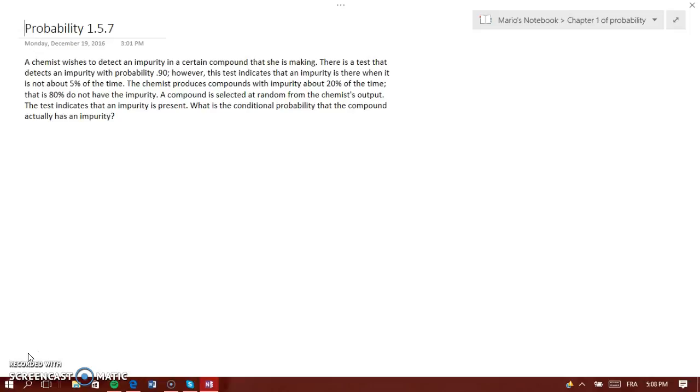A compound is selected at random from the chemist's output. The test indicates that an impurity is present. What is the conditional probability that the compound actually has an impurity?